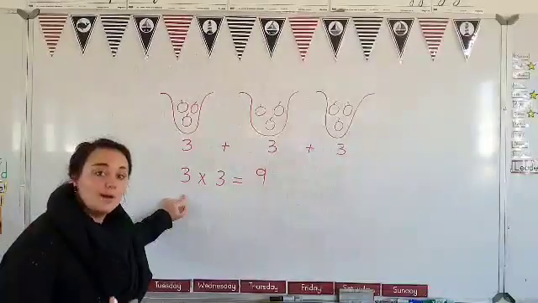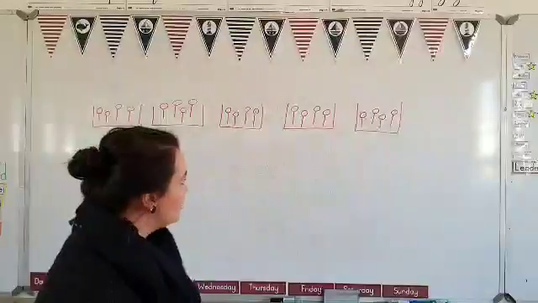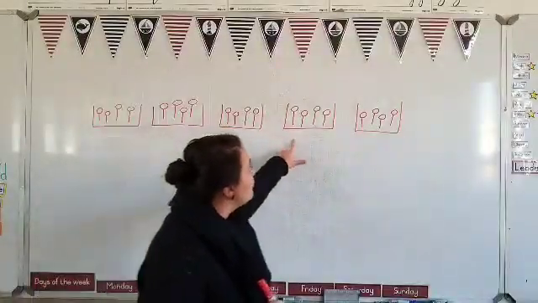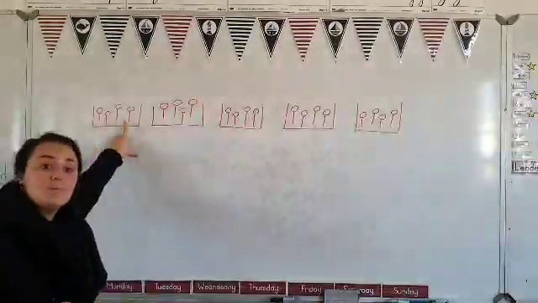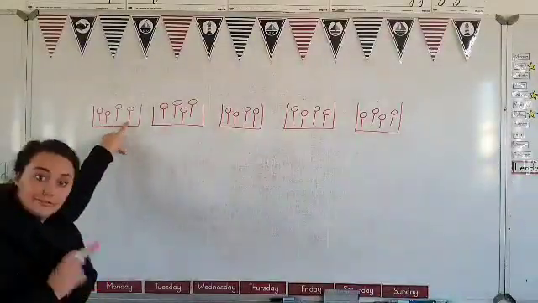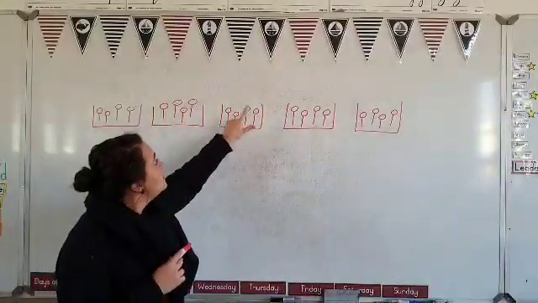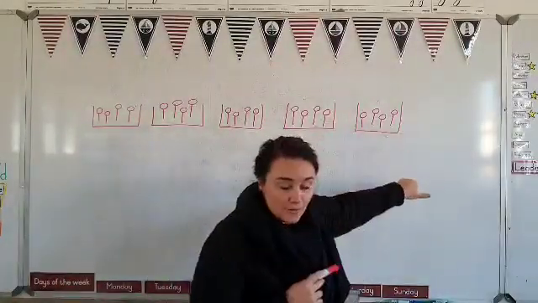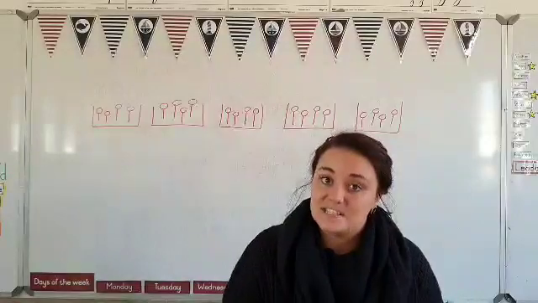Okay, I'm going to do one more example, then we will move to the worksheet. Now, the last example. As you can see on the board, I drew 1, 2, 3, 4, 5 boxes, and let's see, in each box there are lollipops. 1, 2, 3, 4, in each one. So each box has 4 lollipops inside.